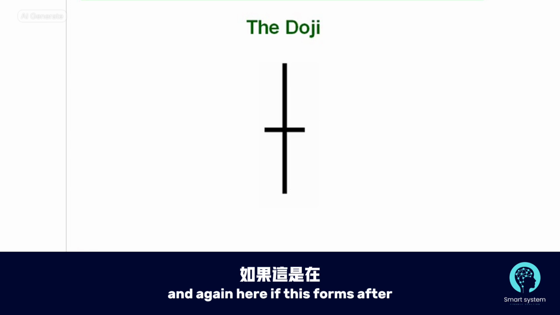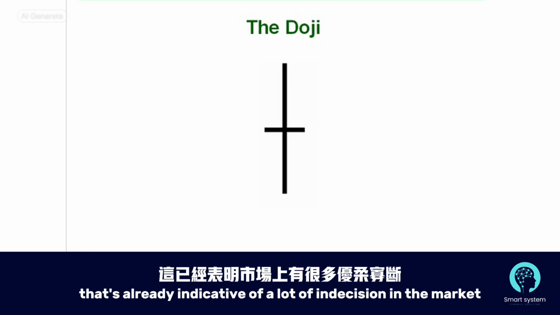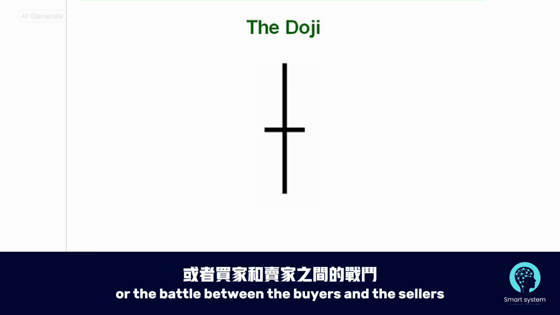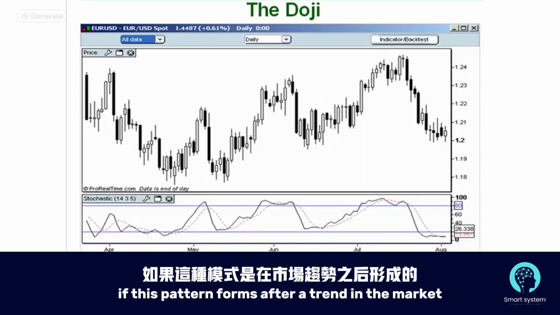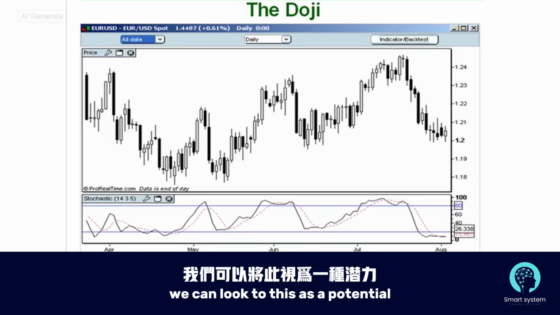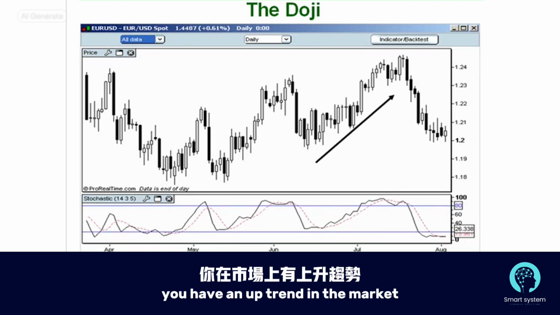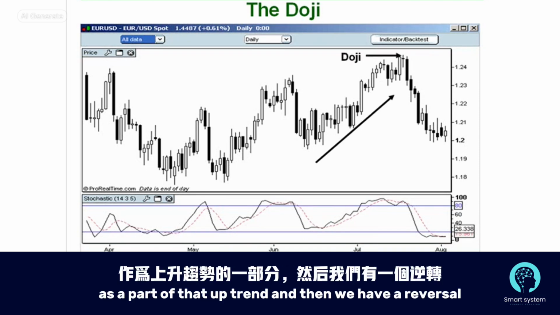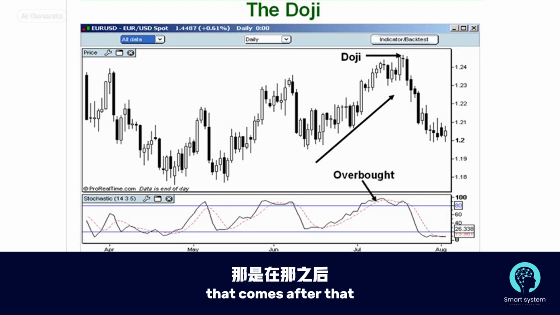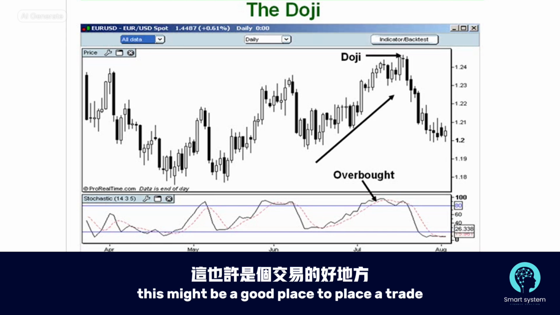And again, if this forms after or during a range-bound condition in the market, that's already indicative of a lot of indecision, or of the battle between the buyers and the sellers not being won by either. However, if this pattern forms after a trend in the market, we can look to this as a potential for reversal. You can see here you have an uptrend in the market. You have a doji that forms as a part of that uptrend, and then we have a reversal that comes after that.